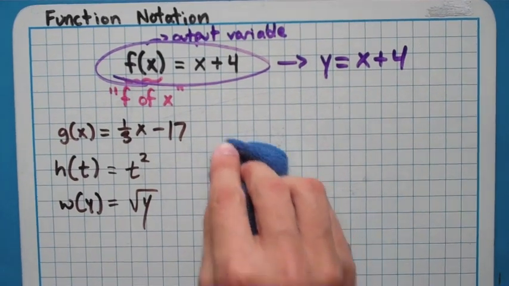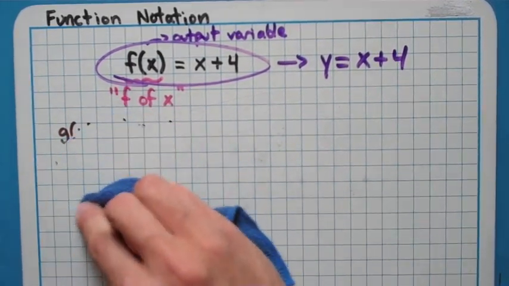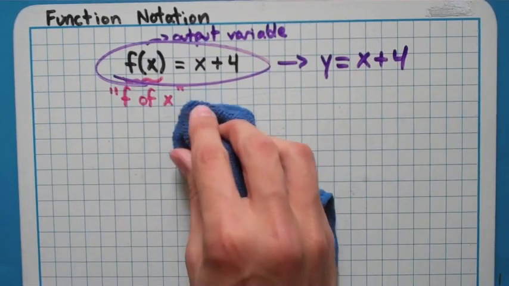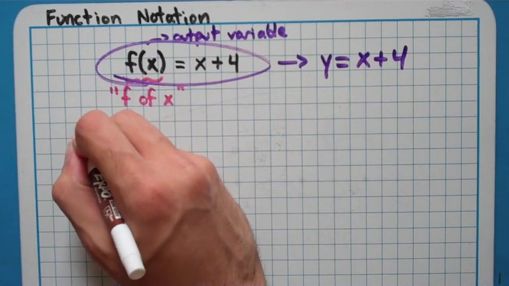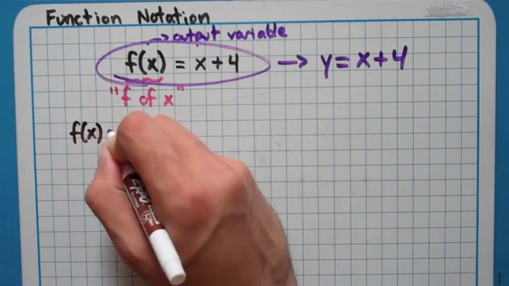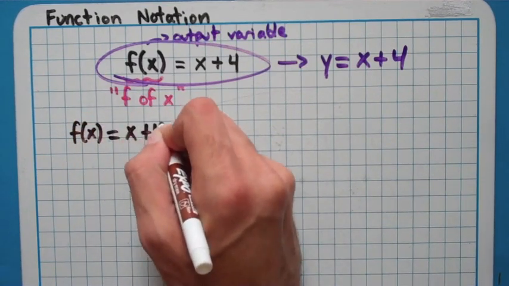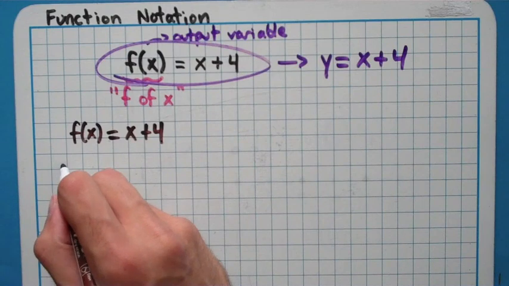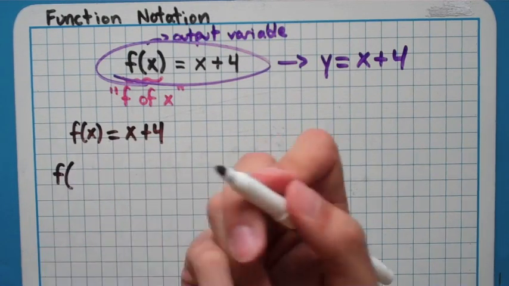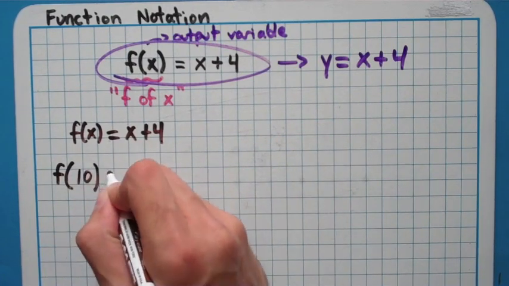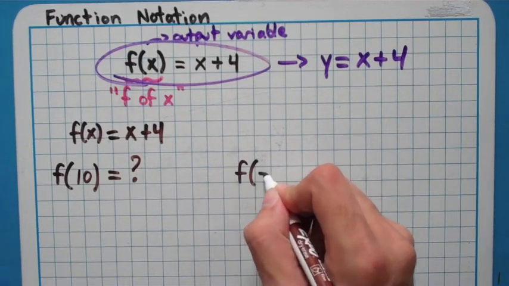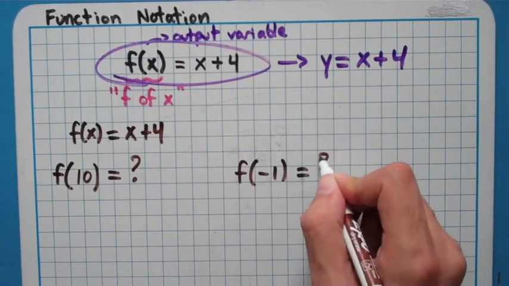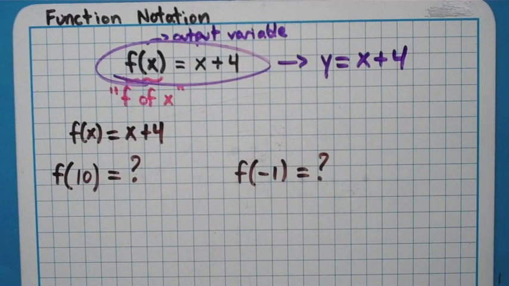So, I want to practice actually applying function notation in this video. So, we have f of x, I'll just copy that down again. F of x equals x plus 4. And they could ask us to say what f of 10 equals. Maybe they also ask us what f of -1 is. So our job is to solve for that.